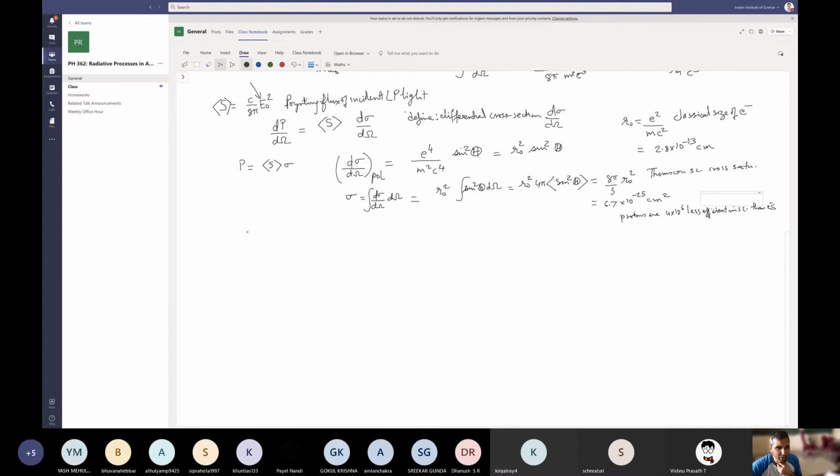When does it break down? This simple treatment breaks down when h nu, the energy of the incident photons, approaches the rest mass energy of electrons, right? Then you have Compton scattering, which is inelastic.